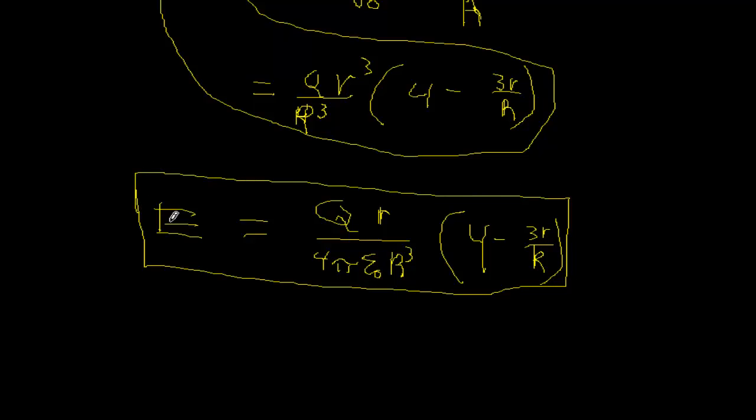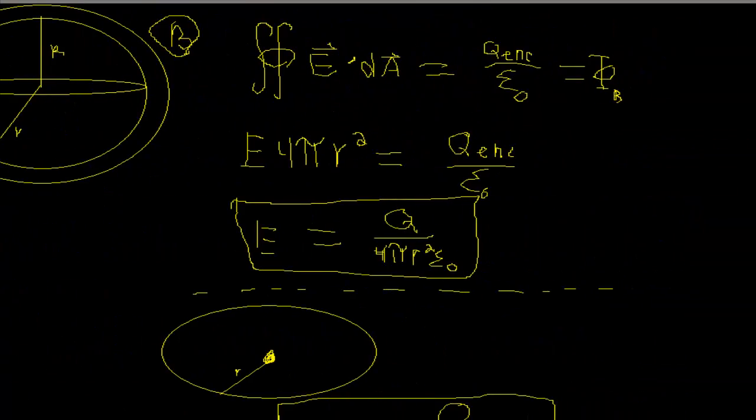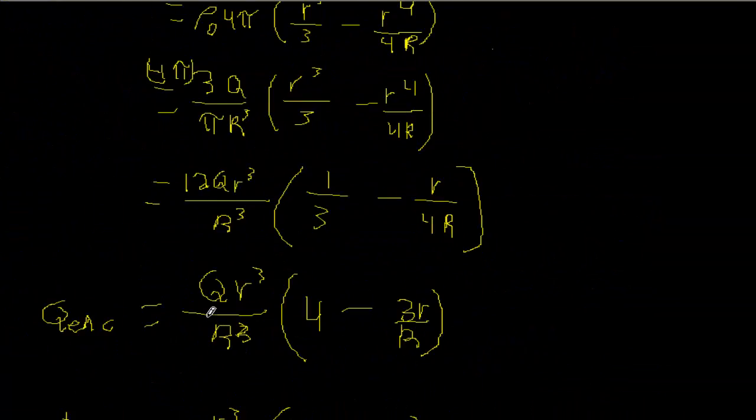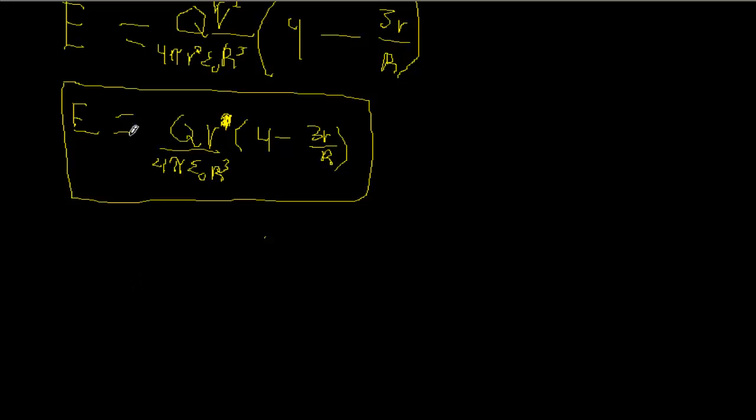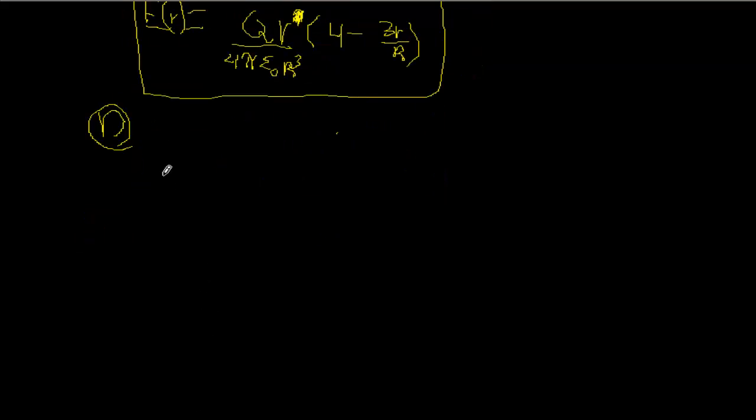So now we can go on to part D. And part D says, graph the electric field magnitude E as a function of r. All right, so basically just taking this function, making it E as a function of the radius, or the arbitrary point, and we have to graph it basically. And so we have to make some observations about what this graph is going to look like first. It's going to be r, it's going to be E of r.